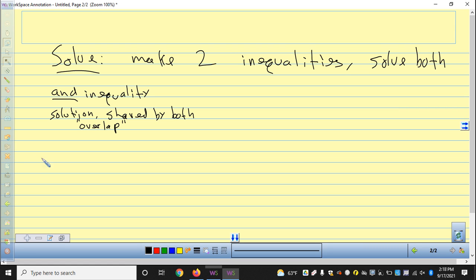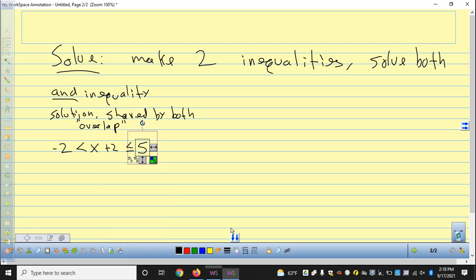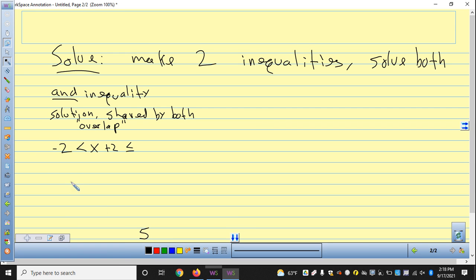So my example of an "and" inequality: -2 less than x plus 2 less than or equal to 5. So I'm going to break it into two pieces. The first part is I'm going to think about taking this and ignoring it. So the first inequality is -2 less than x plus 2.